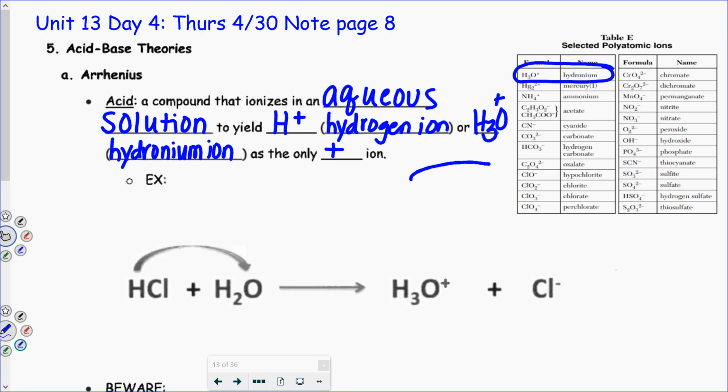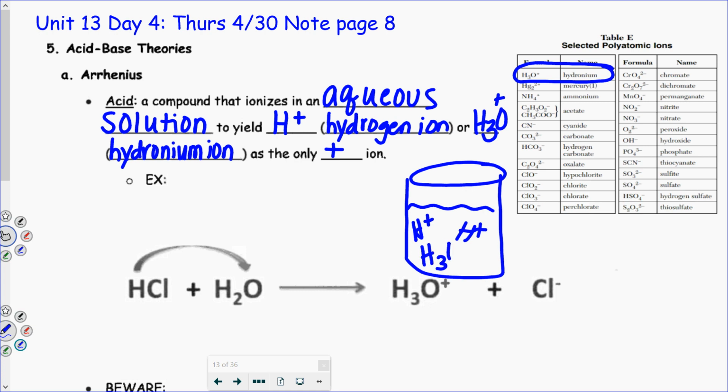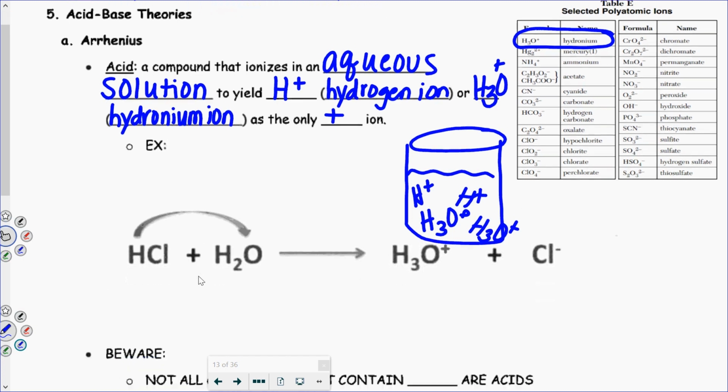So what that means is an acid, if you put it into water, it's going to produce H+ ions or H3O+, which is hydronium, ions as the only positive ions in solution. That's what that means. When you put something that's an acid in water, it's going to break apart and produce either hydrogen or hydronium ions as the only positive ions in solution. And you can actually write it as an equation here as well.